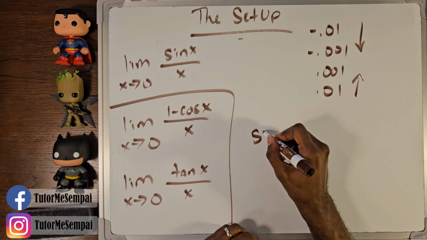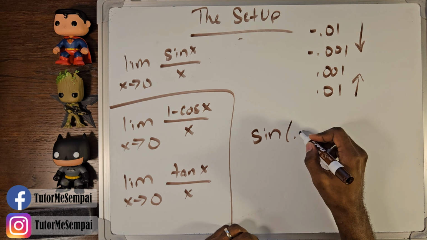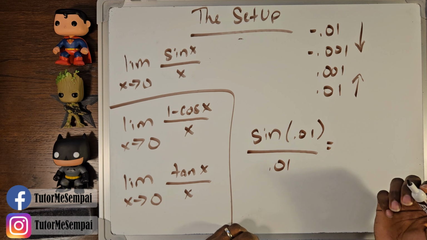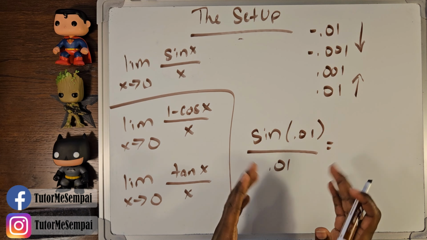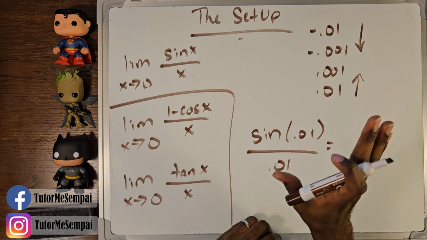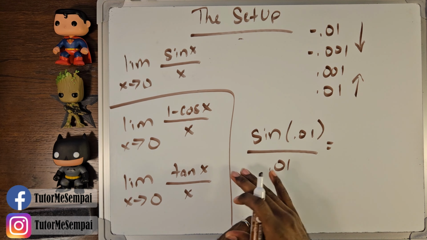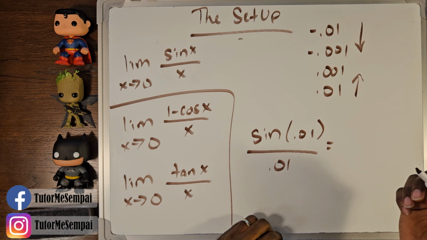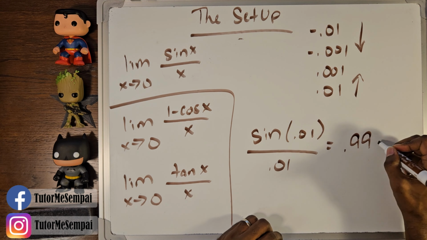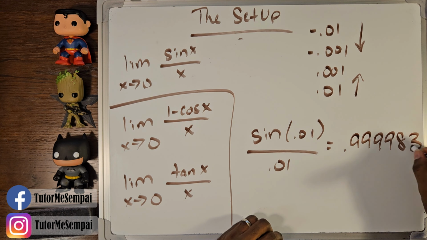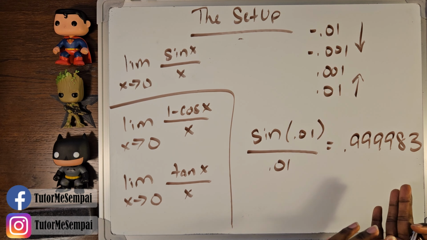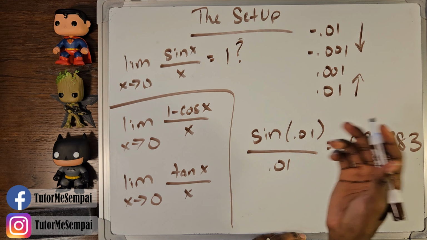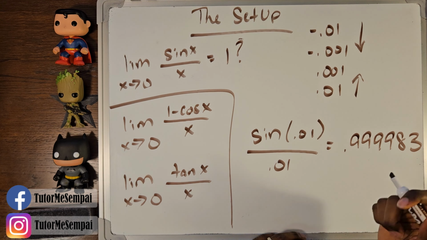So let's say you had sine of 0.01 and you're dividing by 0.01. When you do that, what do you get? When you plug this into your calculator, what do you get? Now make sure your calculator is in radians, because if not, you may get something too far off. Make sure it's in radians. Plug this in and see what you get. Now, if you were to do this, you would see you get 0.999983, and so on. This is really close to 1. So we're thinking just from the first one, maybe 1? We'll find out as we plug in the rest of these numbers.